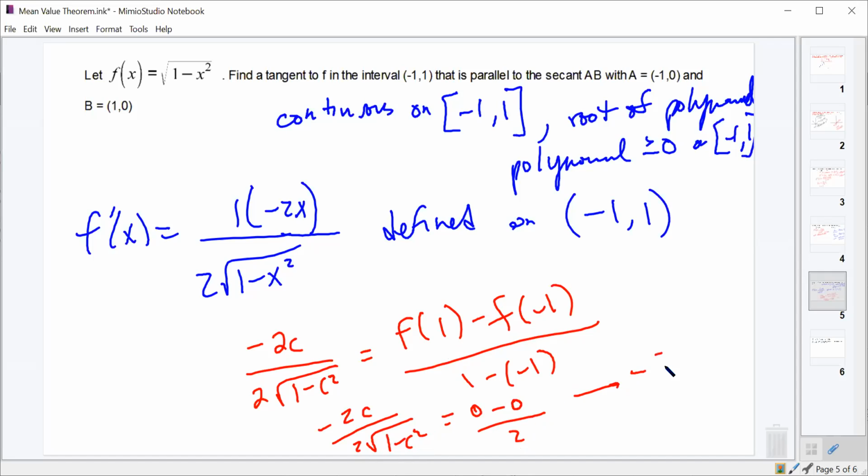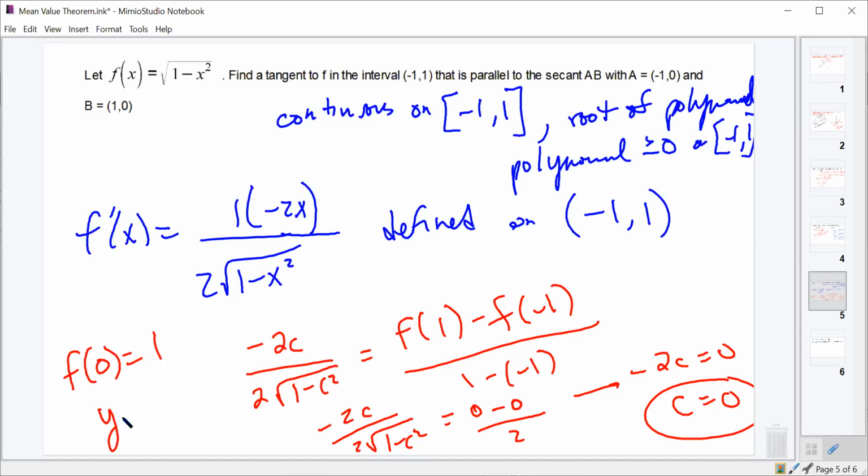Well, in order for that to equal 0, just the numerator needs to equal 0, so c needs to equal 0. So it occurs at c equals 0. And if I plug 0 into my equation, what's f of 0? 1. And so we know that the slope is 0, and it needs to go through the point 0, 1. Well, that would just be the line y equals 1, just the horizontal line. Everybody good with that?